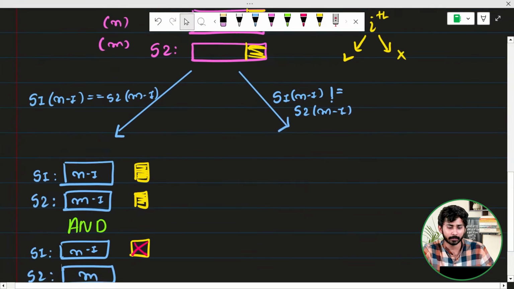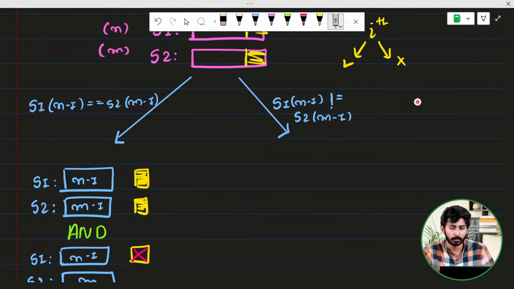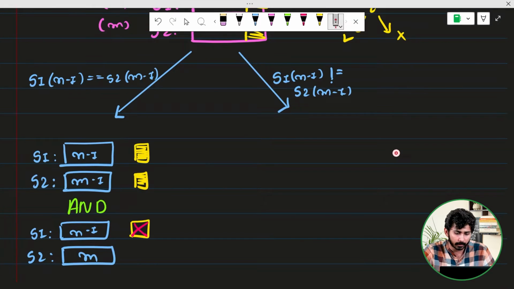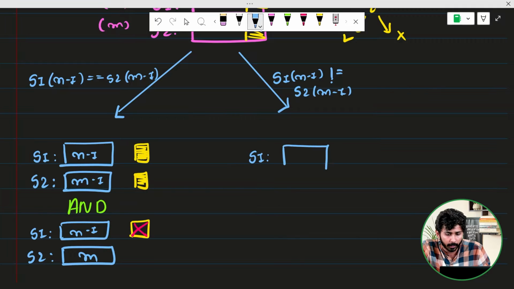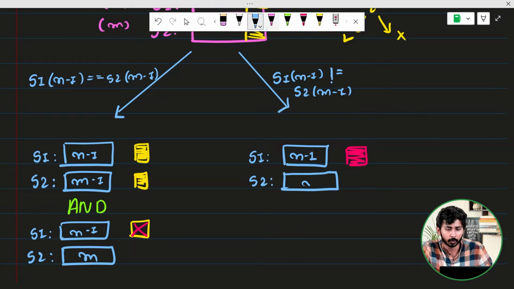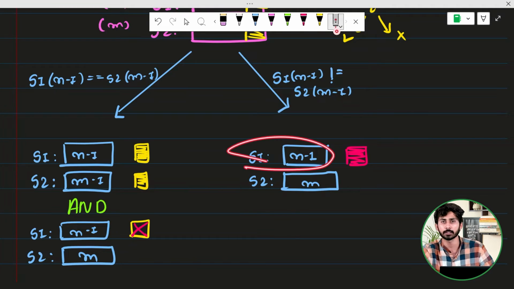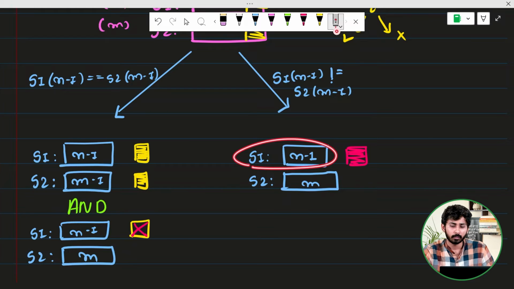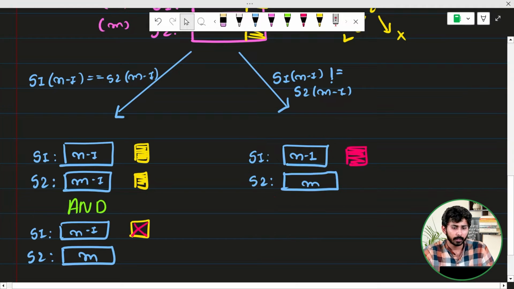Now if the last character is not matching, what should you do? You need to discard the last character and look for the rest of the string. So for S1, I'll have n minus 1 characters because the last character was found to be different. And what does it mean for S2? It means that all the characters are still yet to be found inside S1. So this is the entire recursion.